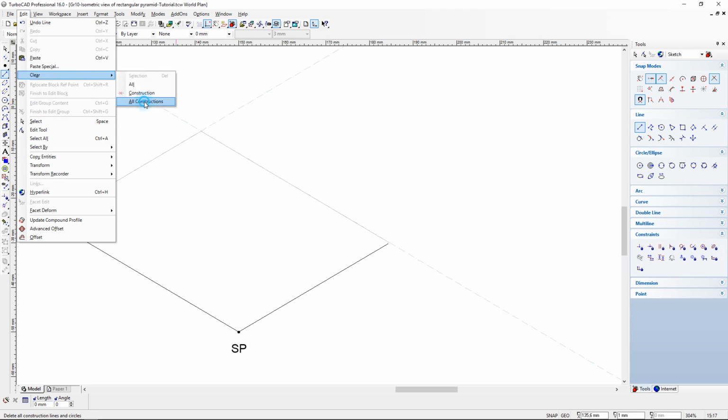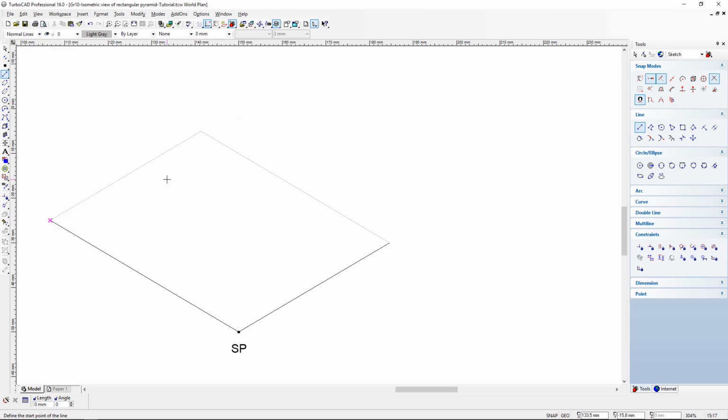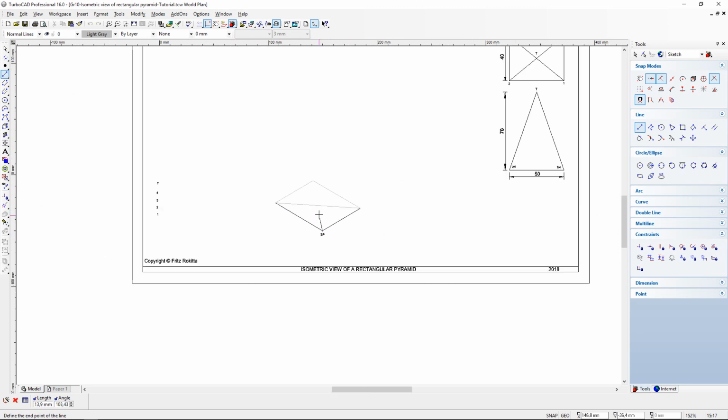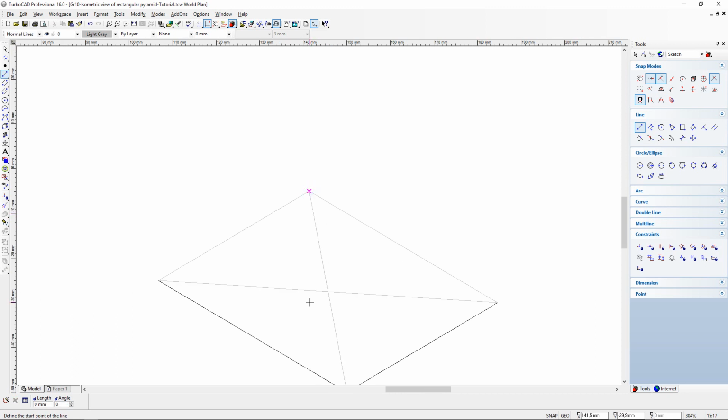Now obviously on paper you could have just drawn what you see here from the start. And now what I'm going to do, the quickest way to get the center of the base is to draw a diagonal line from each of the corners across to the opposite corner, as you can see here.